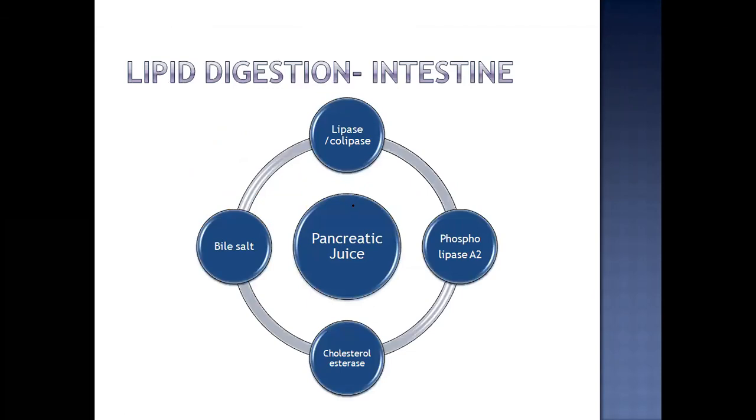In the intestine, as we mentioned, pancreatic juice plays the main role in digestion of lipid. So the enzymes which it contains include pancreatic lipase and colipase. Apart from this, it contains other enzymes, phospholipase A2 and cholesterol esterase. Along with these enzymes, there will also be presence of bile salt, which is mainly produced in the liver. From the liver, it comes into the pancreatic juice, and along with the action of lipase and colipase, it is helpful in lipid digestion.